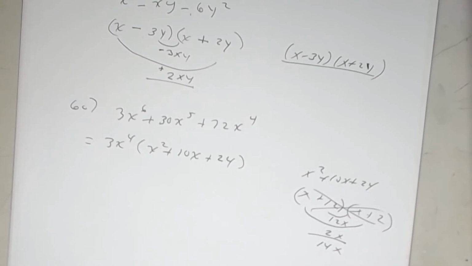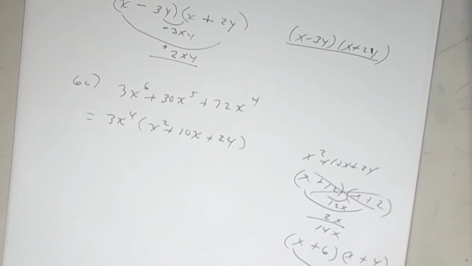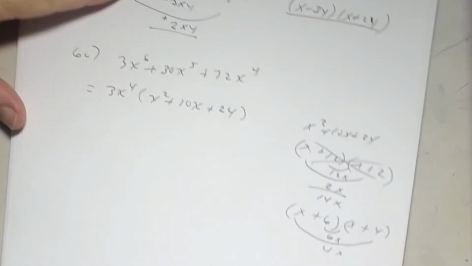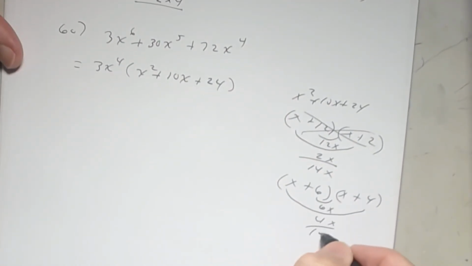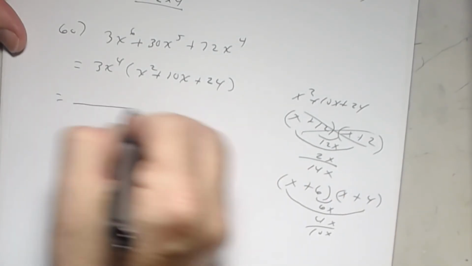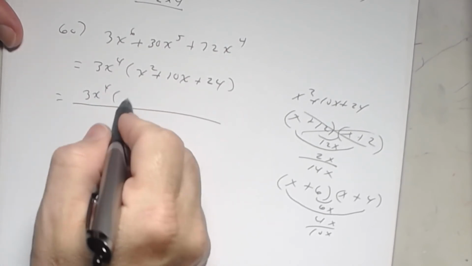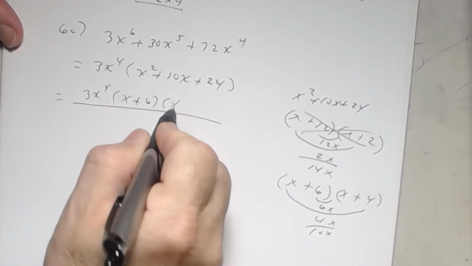6 and 4, right? x, x, 6, 4, plus, plus. That'll work. Y'all agree? Now the outer this time is 4x, the inner is 6x. When you add them up, you do get that 10x, which is what you want. But what's the answer in the blank? So 3x to the fourth times x plus 6 times x plus 4.